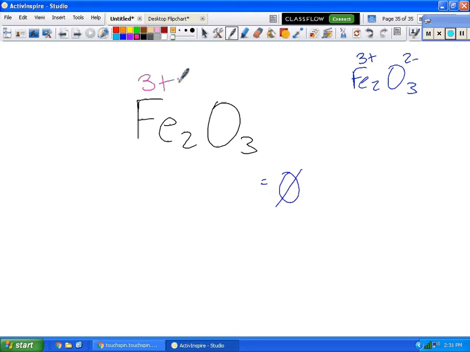Step number 5. Fluorine always. Do I need it? Nope. Step 6. Oxygen usually. Do I need it? Yep. And what is it? -2. What's the best news about this problem? You're done. Now, just to prove to yourself that this does work and you are finished, what is +3 times 2? +6. What is -2 times 3? Does that equal 0? Then you did it right.